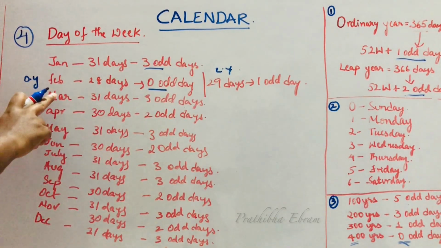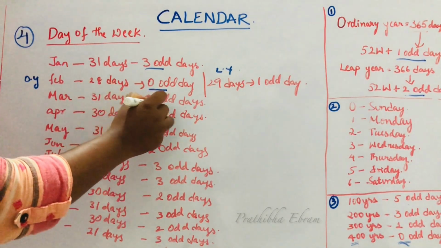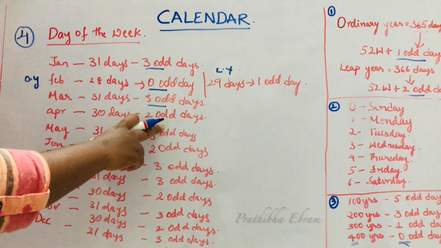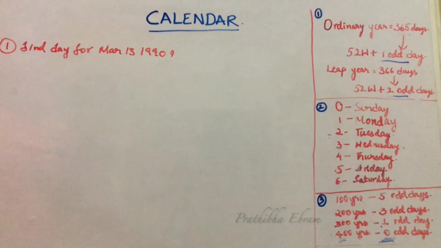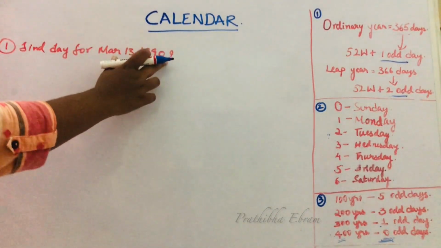For March, we have 31 days and the number of odd days is 3. For April, we have 30 days and the number of odd days is 2. And similarly, it repeats for each and every month. Now, let's see a few problems on this concept. Okay, find the day for March 13, 1990.